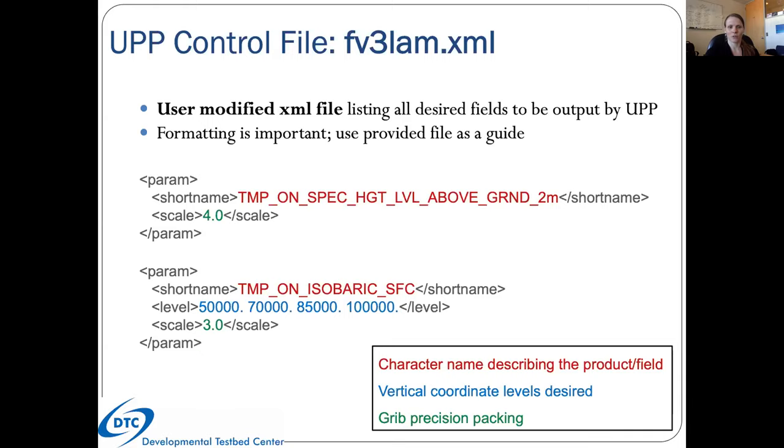And then the other element here within the param block of this XML is the scale, and that is the grid precision packing. Generally, I tell users not to modify that value. You could increase it to increase your precision. That could also increase your file size. Generally, the values that are in there are good enough.